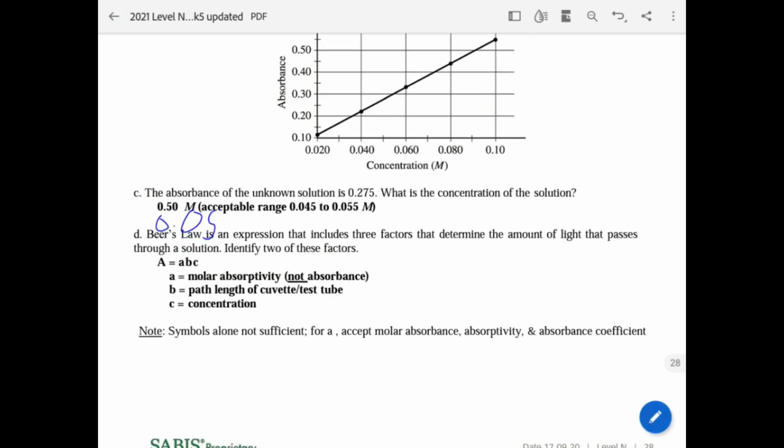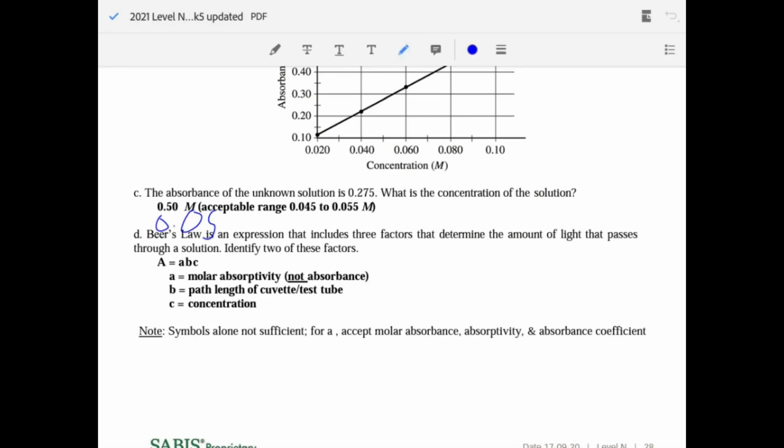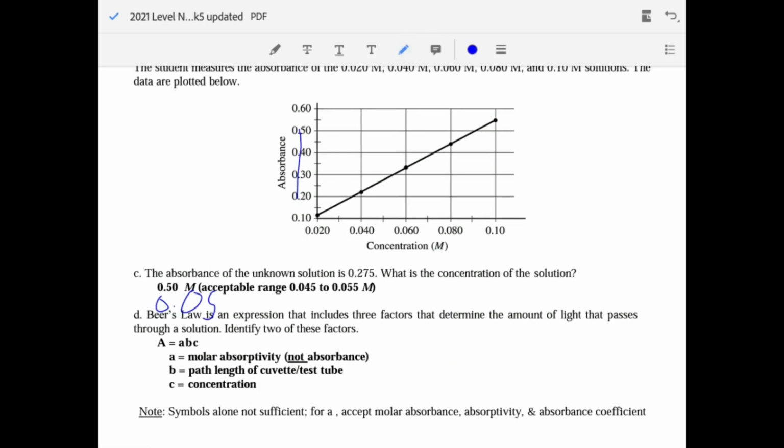And then Beer's law, this is basically just relating the absorption, molar absorptivity, path length, and concentration. So this is the jar, this is the light where it comes in, and this is it. So path length of the cuvette is this much, from here to here. Molar absorptivity is how much per mole it absorbs, and then C is the concentration of the solution. And then A stands for absorbance, which is this variable.